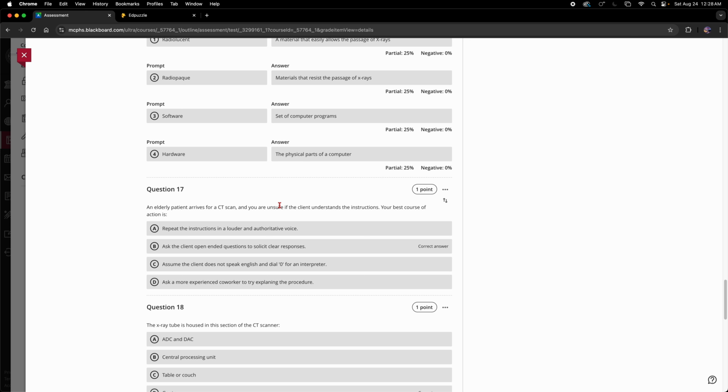An elderly patient arrives for a CT scan, and you are unsure if the client understands the instructions. Your best course of action is to ask the client open-ended questions to solicit clear responses. As a refresher, an open-ended question is one that you can't just say yes or no to. Closed-ended would be, do you understand? Yes. You can say, okay, why are you here? That's an open-ended question. So now they have to explain, right? And this will prove that the patient understands what's about to be done.